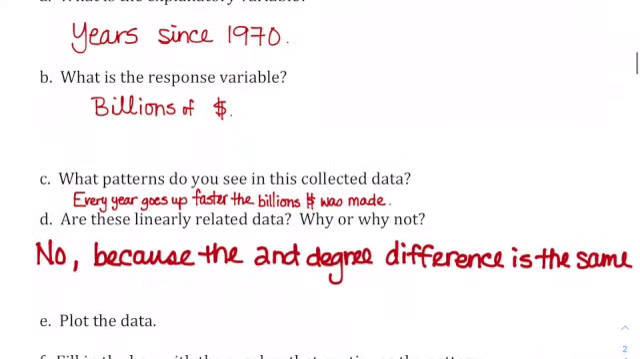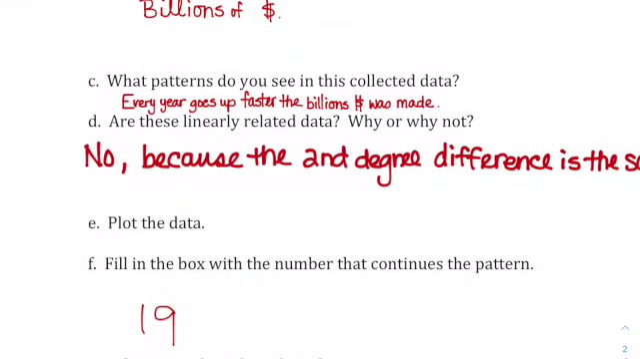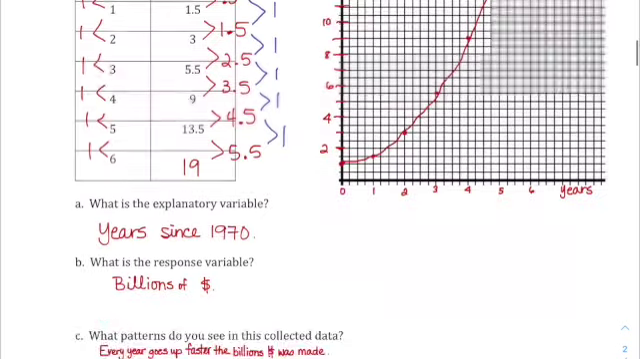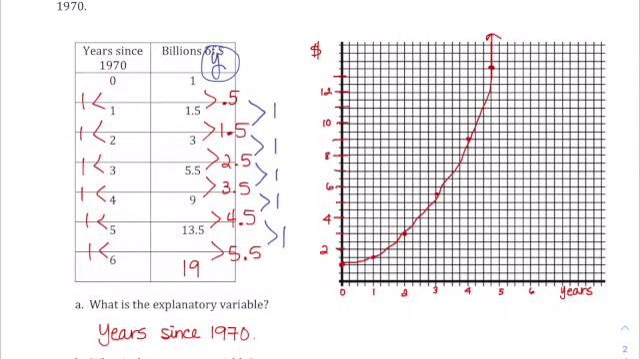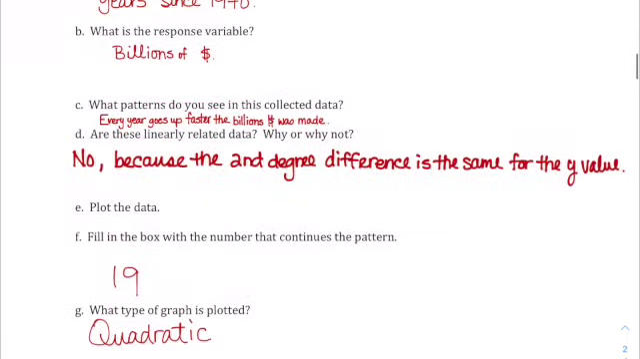Okay, and then after that, we know we've plotted data. You see me plot the data right here. I just did it a little bit bigger. I go 4 boxes on the bottom, 2 boxes on the side. And then what type of graph is plotted? It's quadratic because I had to find 2 sets of differences of the Y value to get the same thing. So that's a quadratic equation.